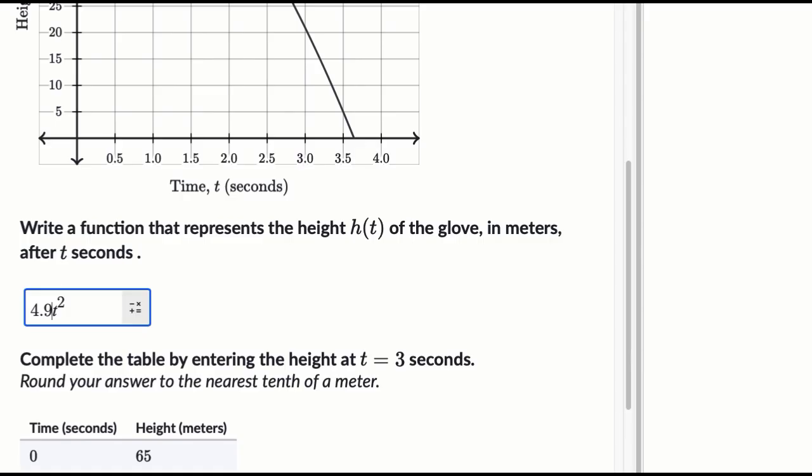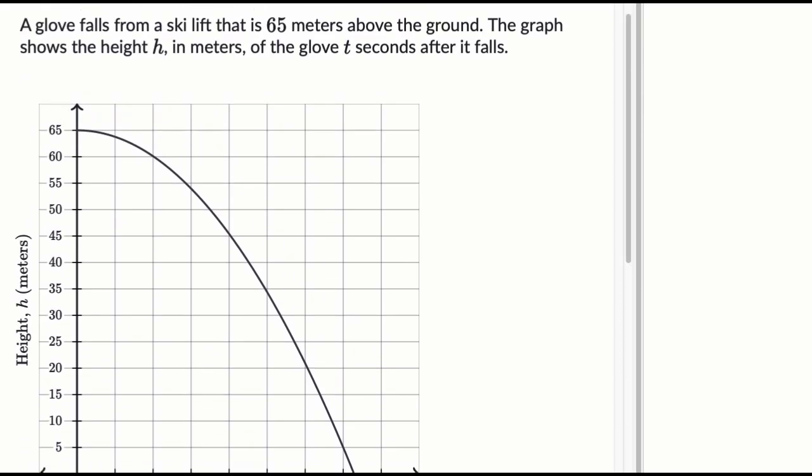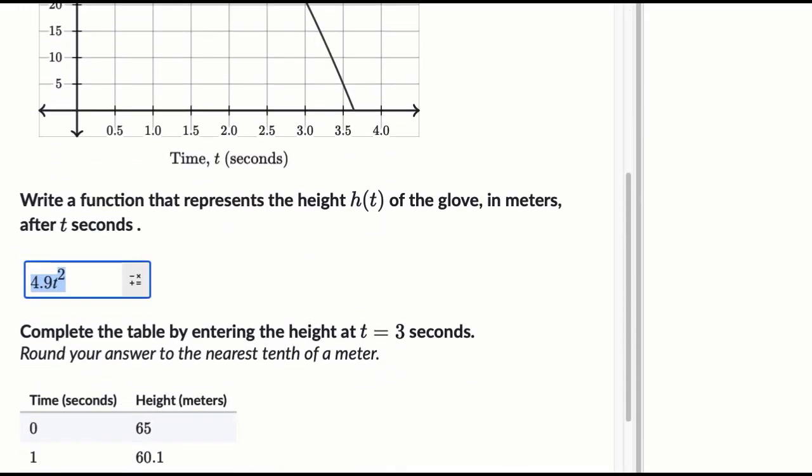So its height would be wherever it started minus the distance it falls. So in this example, where did it start? Well, it started at a height of 65 meters, and they told us that right over here. A glove falls from a ski lift that is 65 meters above the ground. So what you would want to do is take your starting height, 65 meters, and then subtract out the distance that it has fallen.